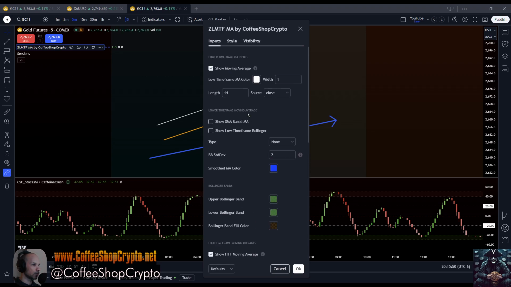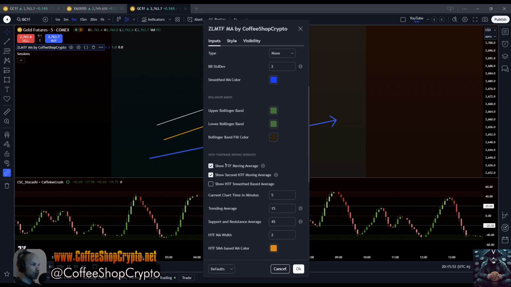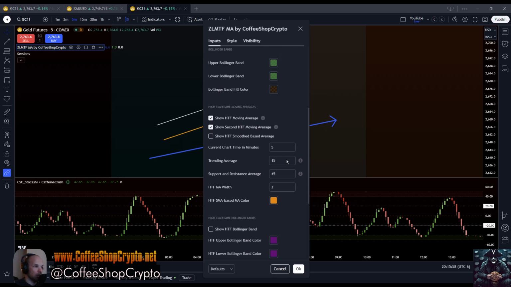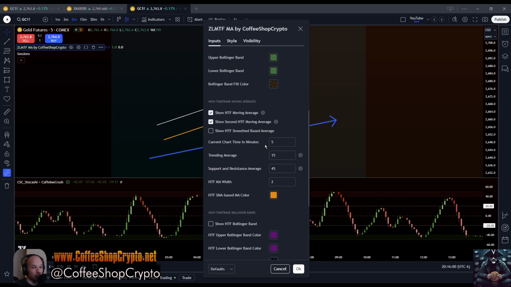So show your moving average, and then show the high time frame and show the second high time frame. Now, once you turn all of those on, you want to make sure you go to your chart time frame in minutes, set it for 5 minutes, 15 minutes, and 45 minutes. What you're telling the script is that you want to see 1 moving average on the 5-minute chart. The next one, you want to see it on the 5-minute, but you're looking at the 15-minute version of it, right? And then you're also looking at the 45-minute version of it.